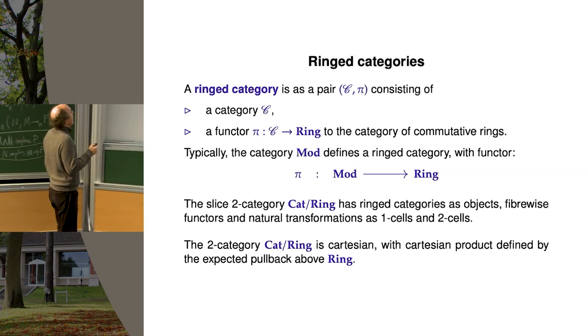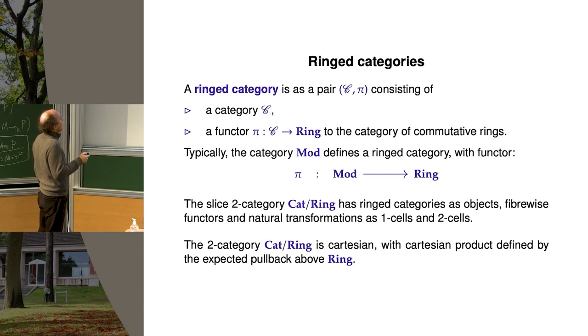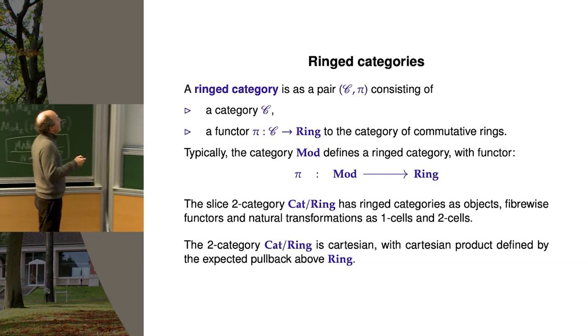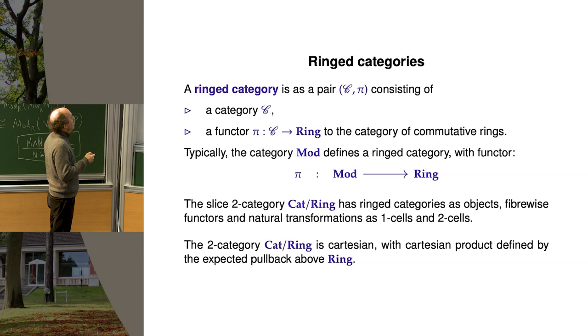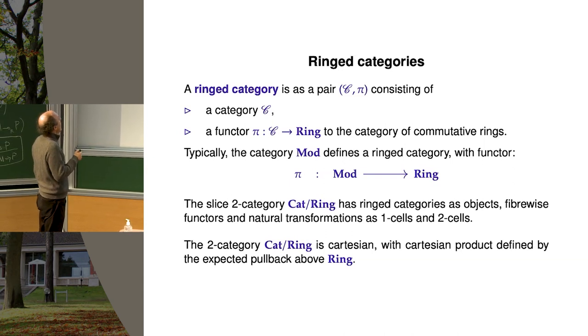So typically, the category Mod that we've seen defines a ringed category with the functor that takes a module and just returns the underlying ring. So in fact, this defines an object in the slice 2-category of categories above rings. This 2-category has ringed categories as objects, fiberwise functors as 1-cells, and fiberwise natural transformations as 2-cells.